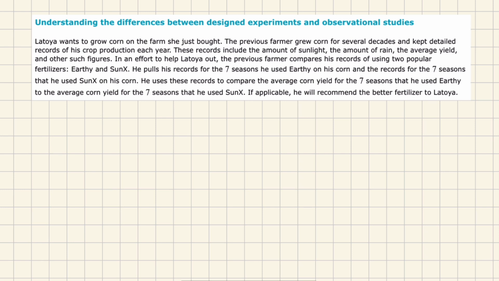In an effort to help LaToya out, the previous farmer compares his records of using two popular fertilizers, Earthy and SunX. He pulls his records for the 7 seasons he used Earthy on his corn and the records for the 7 seasons that he used SunX on his corn. He uses these records to compare the average corn yield for the 7 seasons that he used Earthy and the average corn yield for the 7 seasons he used SunX. If applicable, he will recommend the better fertilizer to LaToya.